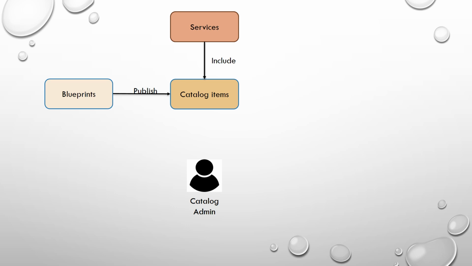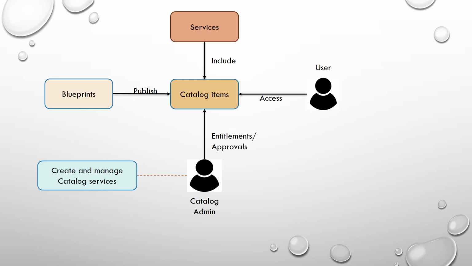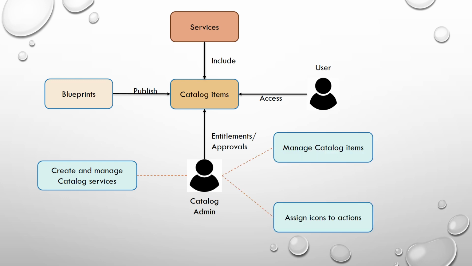Catalog admins manage user access to catalog services, items, and actions by using entitlements and approvals. The full responsibility set for catalog admin would be to create and manage catalog services. They manage catalog items. They also assign icons to actions.